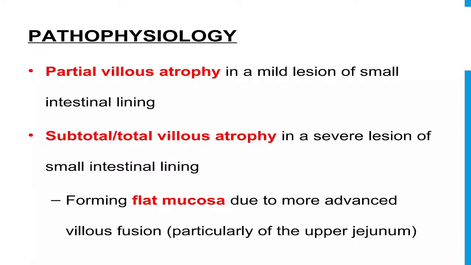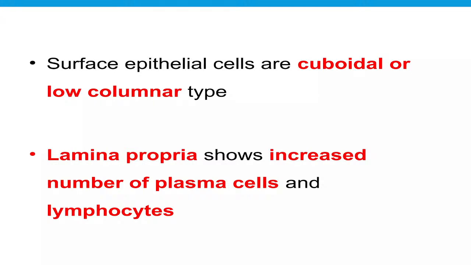Pathophysiology: there is a partial villus atrophy in mild lesions of the small intestinal lining. There is a subtotal or total villus atrophy in severe lesions, forming the flat mucosa due to more advanced villus fusion, particularly in the upper jejunum. So the site of injury is the upper jejunum, where atrophy of the villi leads to flattened villi, leading to decreased absorption of food materials. Surface epithelial cells are cuboid or low columnar type. Lamina propria shows increased number of plasma cells and lymphocytes.